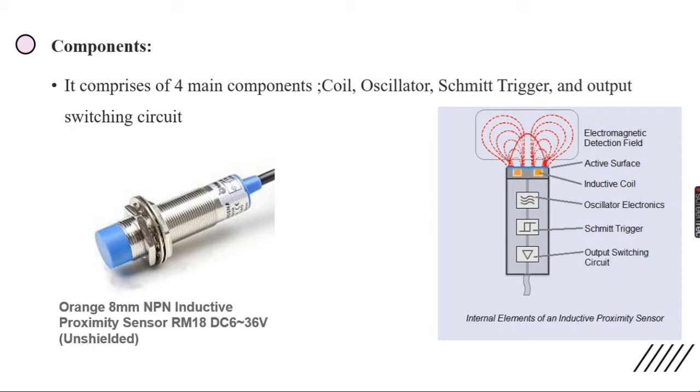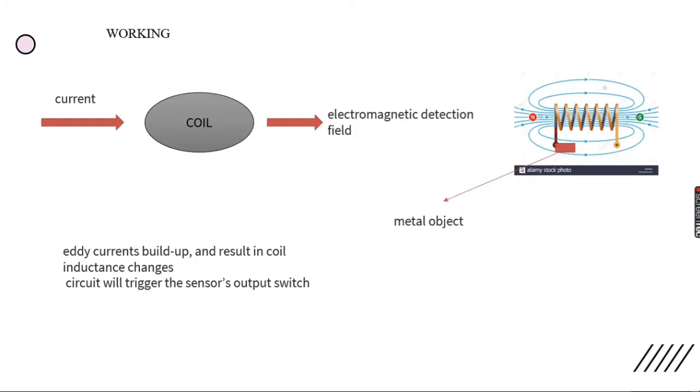The working of the inductive proximity sensor is this: when current passes through a coil, it generates an electromagnetic field. If any metal object is present in the electromagnetic field, eddy currents build up, and as a result the inductance of the coil changes, and the circuit will trigger the sensor's output switch.